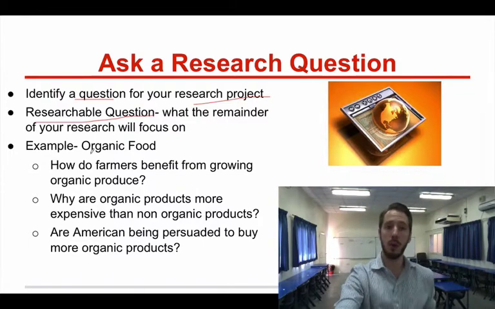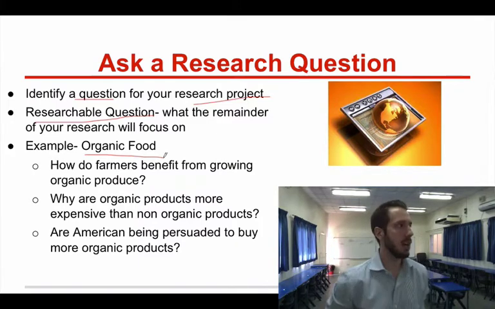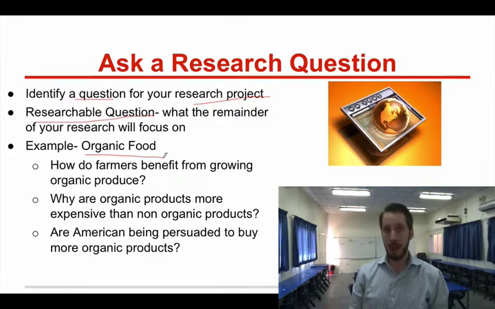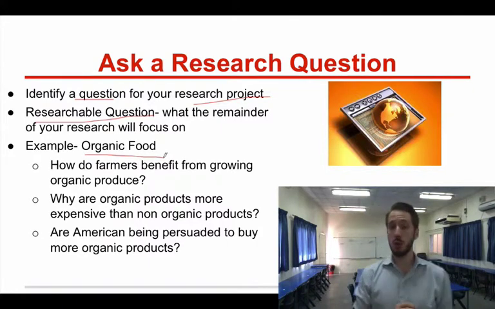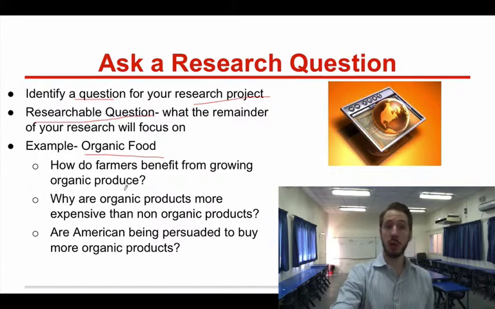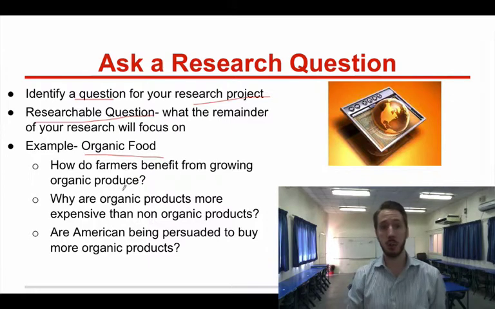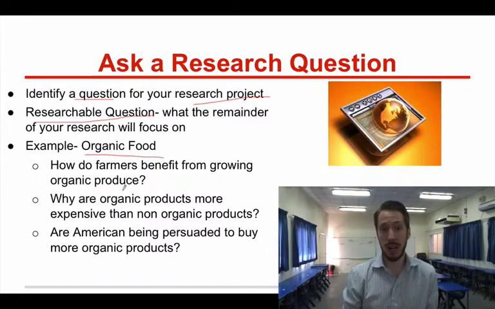So here's an example. Let's say the broad topic we were looking at is organic food. And I'm reading a lot of different sources about organic food, and I'm writing down questions on the side. And I pick a couple that I think would be a good research question. So here are three. How do farmers benefit from growing organic produce? Why are organic products more expensive than non-organic products? Are Americans being persuaded to buy more organic products?